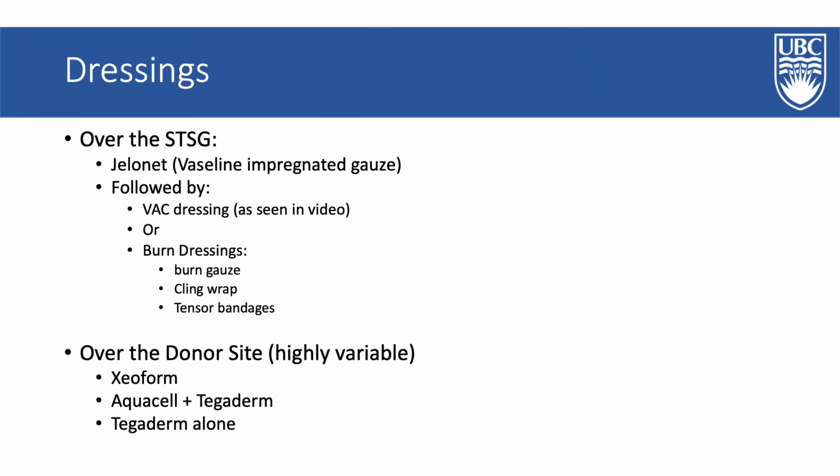Following the harvesting of the skin graft, over the split thickness skin graft, which is placed on the recipient site, typically Jelonet, which is a Vaseline impregnated gauze, is placed down, followed by one of the following dressings. Firstly, a VAC dressing can be placed, as seen in the video, or a more typical burn dressing can be placed, which includes burn gauze, cling wrap, and tensor bandages. Over the donor site, this dressing is highly variable depending on the surgeon and location of the donor site. This can include Xeroform, Aquacel and a Tegaderm, or a Tegaderm alone.